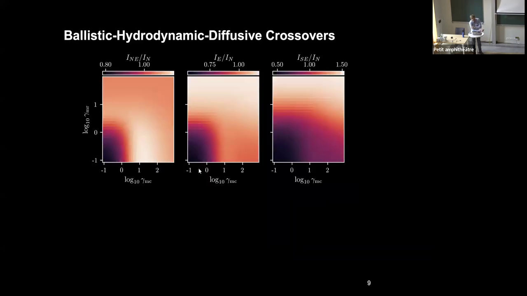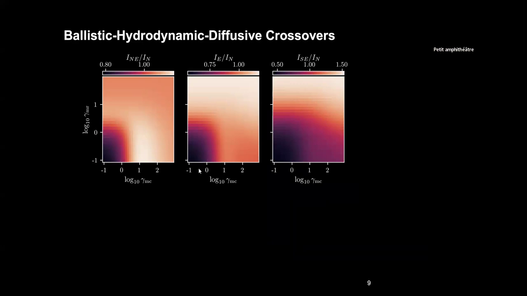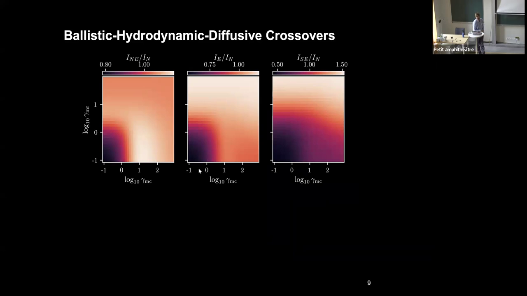Let's take a look at the ballistic hydrodynamic diffusive crossover that we can try to model in this device. So what am I showing you here in these three heat maps? For each one, the X and Y axes are the two scattering parameters that we have. On the X axis, I have the momentum conserving one, which you could think of like electron-electron collisions. And on the Y axis, I have the momentum relaxing one, which you could think of as interactions with maybe phonons or with impurities in the crystal lattice.